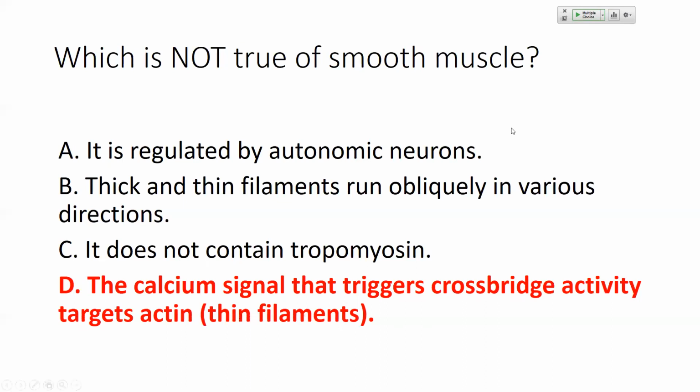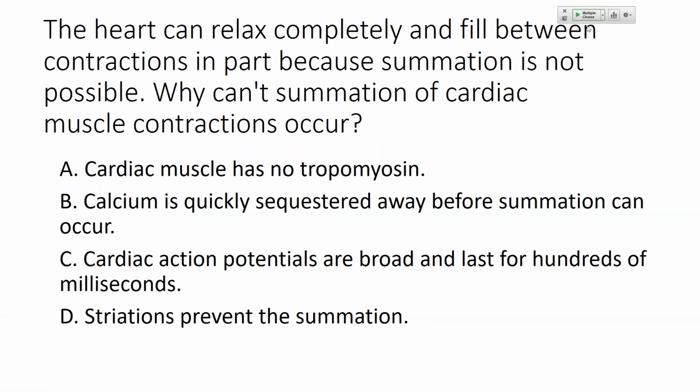So the calcium signal that triggers cross-bridge activity targets actin. That's not true. The calcium signal in smooth muscle targets what protein? It's not actin, it's myosin. So it's the myosin head. If you remember, MLCK phosphorylates the myosin head. So it targets myosin and not actin. So in cardiac and skeletal muscle, calcium targets actin, whereas in smooth muscle, calcium targets myosin.